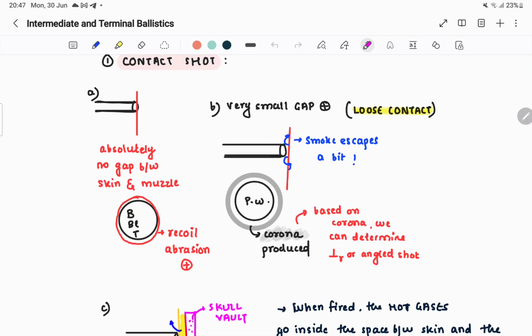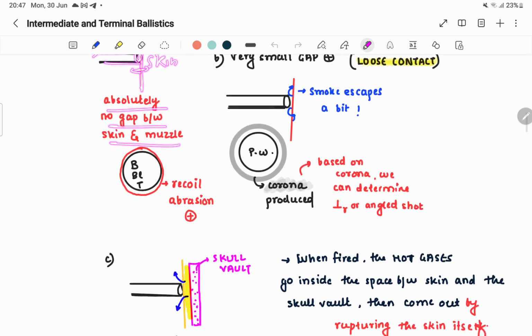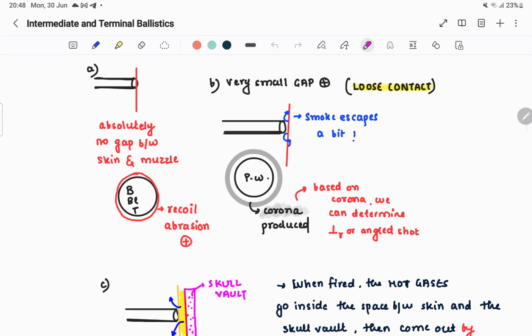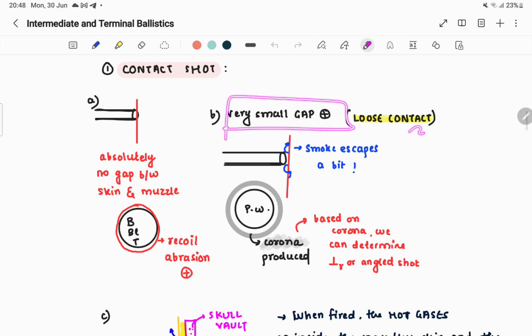What is a close shot? There are three possibilities. A, there is no gap between the skin and the muzzle. This is the skin of the person and this is the muzzle of the gun, with no gap at all. So only a recoil abrasion will be produced, and a puncture wound. Then, a very small gap, loose contact.